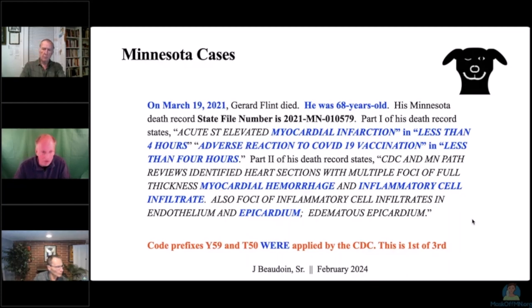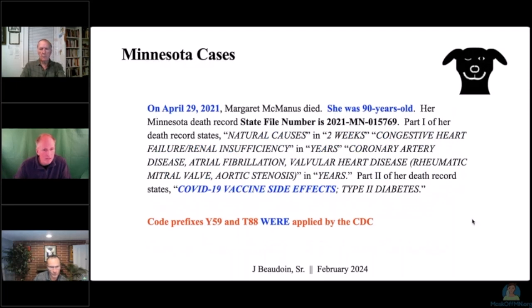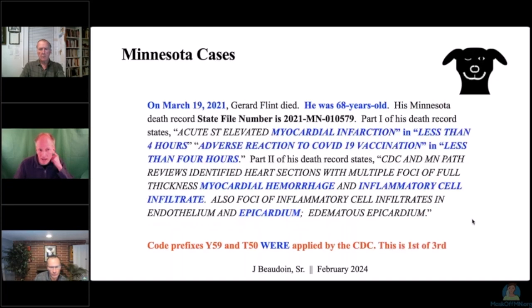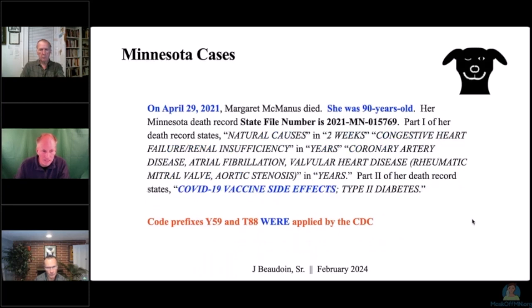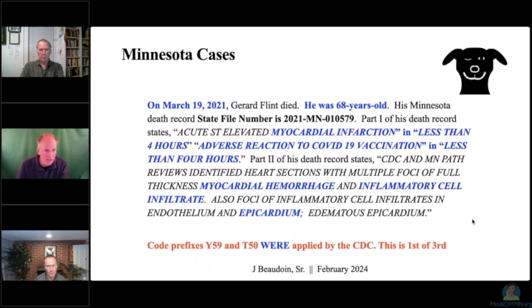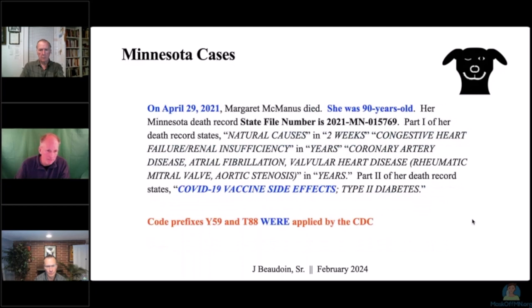It's interesting to note. You have a 90-year-old, COVID vaccine side effects. See, in this prior one it says adverse reaction. This one says COVID vaccine side effects, not vaccination, vaccine. And this one says vaccination, adverse reaction to COVID-19 vaccination. All right, and the codes were applied to hers as well.